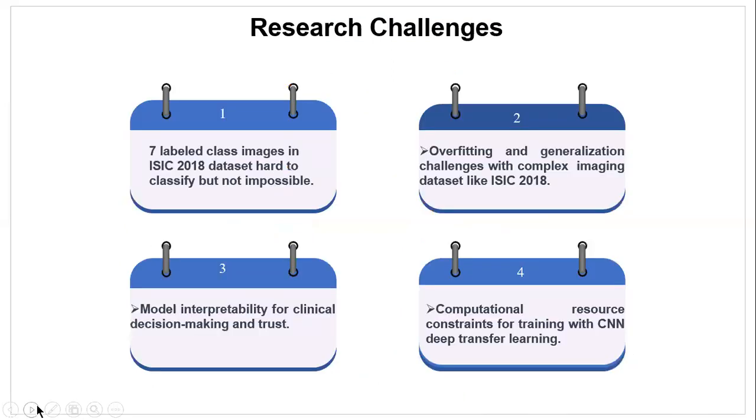This is the research challenge we have faced. There are 7 class labels in this ISIC 2018 dataset. Hard to classify, but not impossible. There are overfitting and generalization challenges with this complex imaging dataset, model interpretability for clinical decision making, and robust computational resource constraints for training CNN with deep transfer learning.